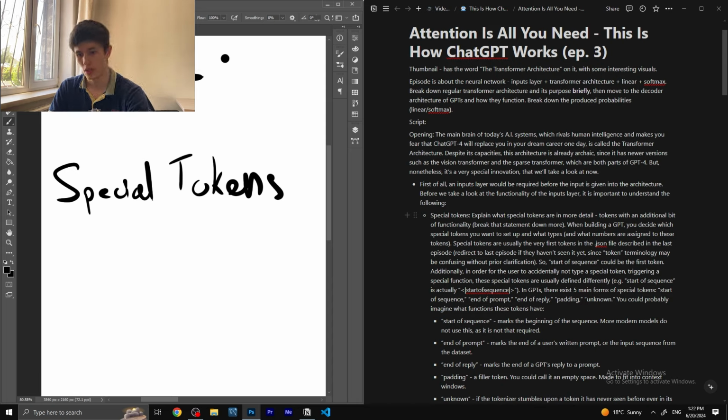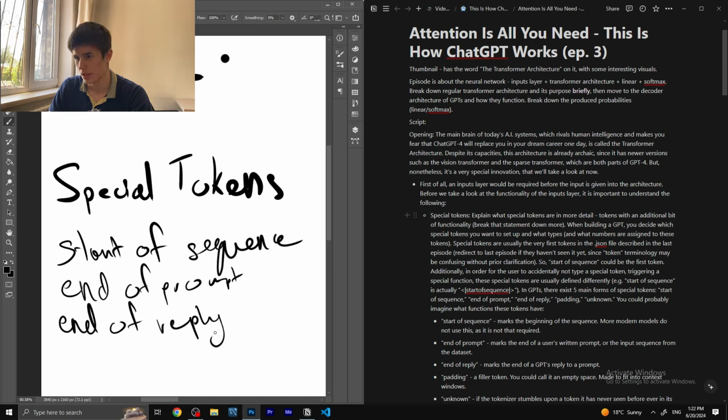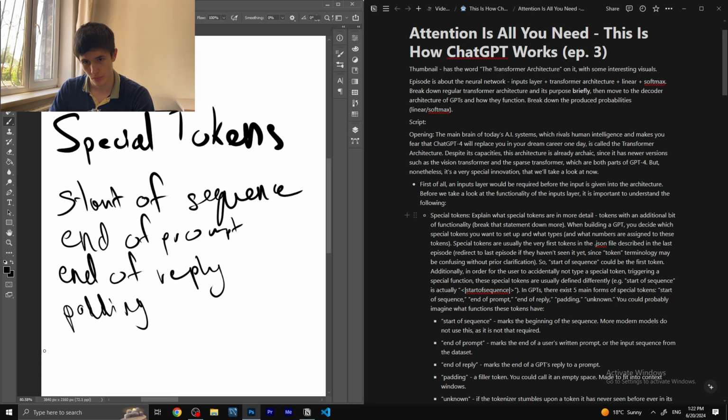Slowly and surely. First we've got the start of sequence token, secondly the end of prompt token, then end of reply, then padding and unknown. Now, surprisingly, the start of sequence token is actually not used that often. Instead, we use these two.